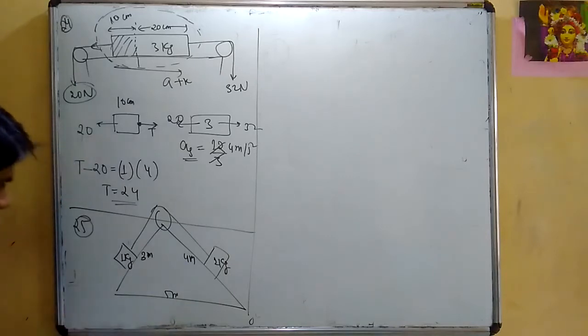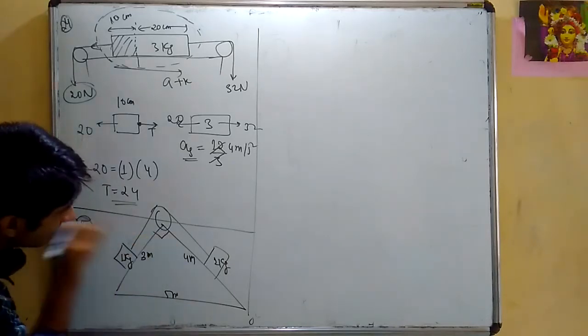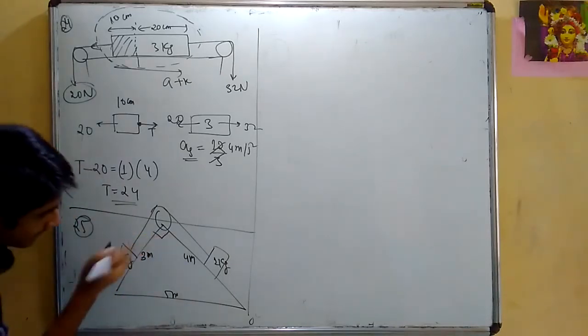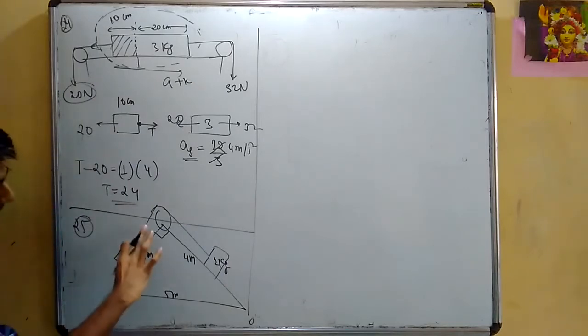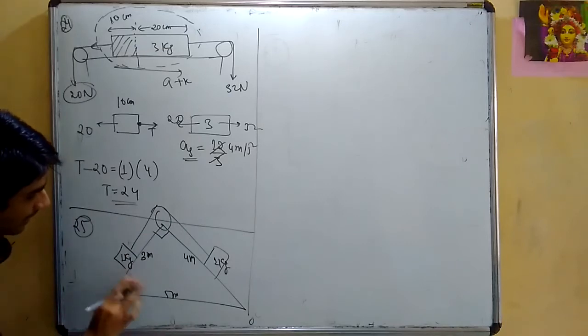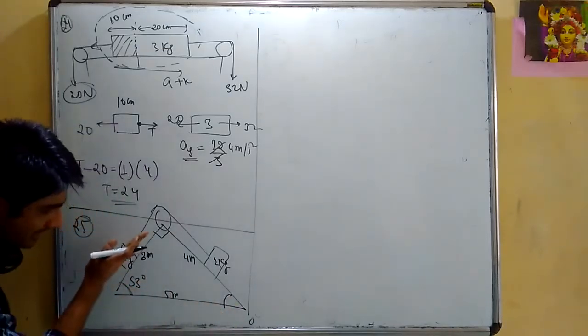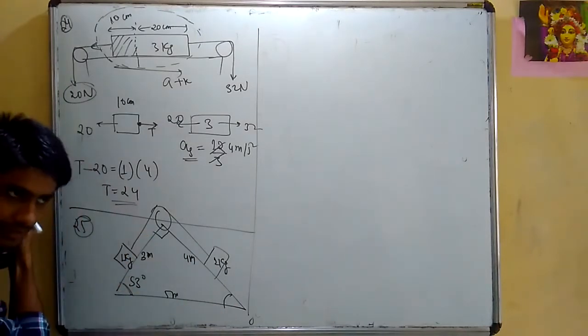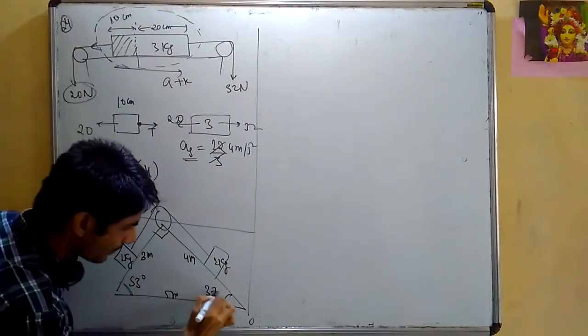So if you carefully observe, this angle is 90 degree. If you carefully observe, this angle is 90 degree. And if you look at this angle, it is base by hypotenuse. Cos theta is base by hypotenuse. That means this is 53 degree. And this is 37, right? Cos theta is 3 by 5. It means 53 degree. And this is 37 degree.